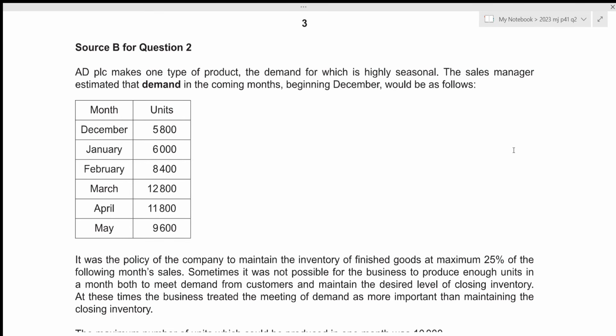Hi everyone, in this video we'll be going over A-Level Accounting 2023, May-June Paper 4-1, question number 2. This is the structured paper 4, which consists of 2 questions and each of them will be of 25 marks, and the total time limit given for this paper is 1 hour.